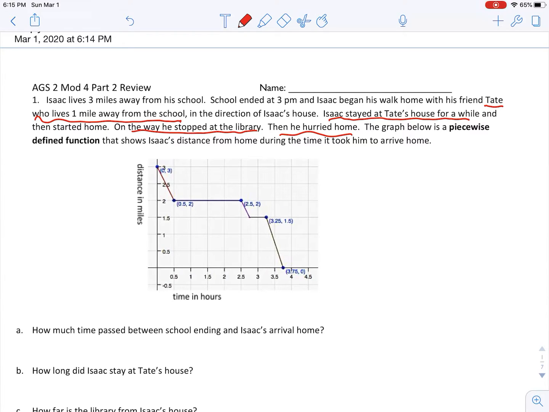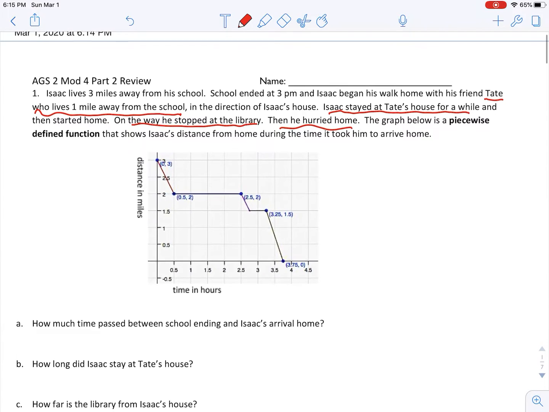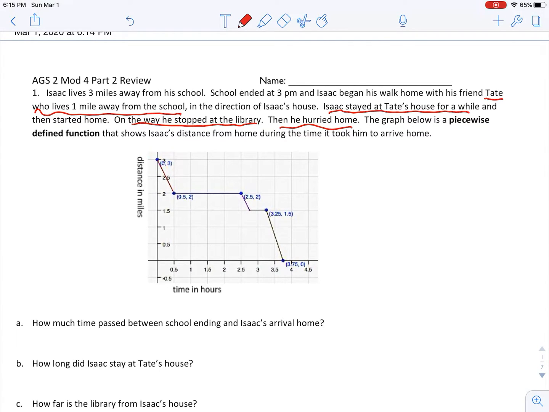The graph below is a piecewise defined function that shows his distance from home during the time it took him to arrive home. Okay. So this part is him going to Tate's right here, 1 mile from the school. Okay. And then the next part, I think I'll color code this.